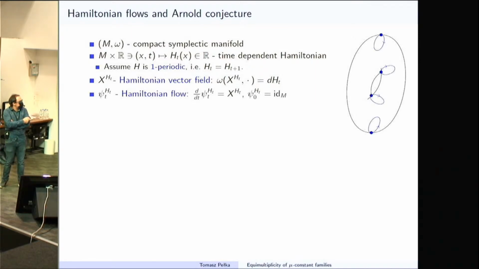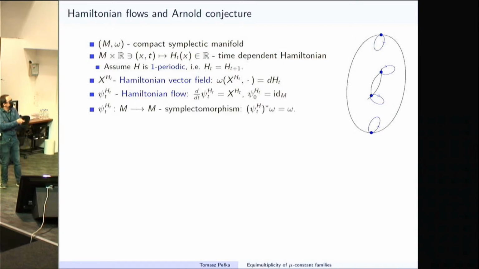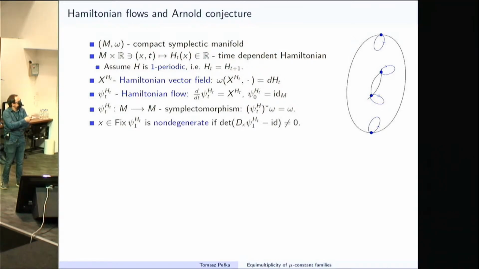And the Hamiltonian flow is the solution of this differential equation with the boundary condition that at time 0, I don't do anything. The nice thing about Hamiltonian flows is that by the Cartan formula, they are always symplectomorphisms. So I have some periodic orbits here, and the Arnold conjecture. Okay, before the Arnold conjecture, I must say what it means for a fixed point to be non-degenerate. A fixed point of a time 1 flow is the starting point of a one-periodic orbit, and it's non-degenerate if the Poincaré return map has no eigenvalues 1. For a generic Hamiltonian, all fixed points of the time 1 flow are non-degenerate.